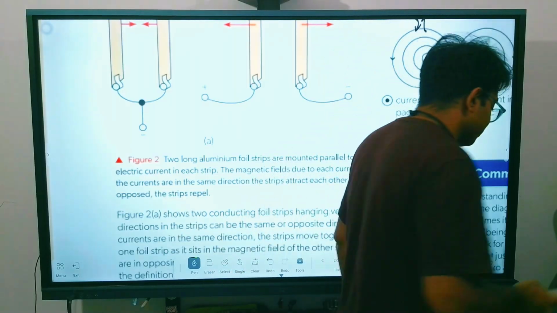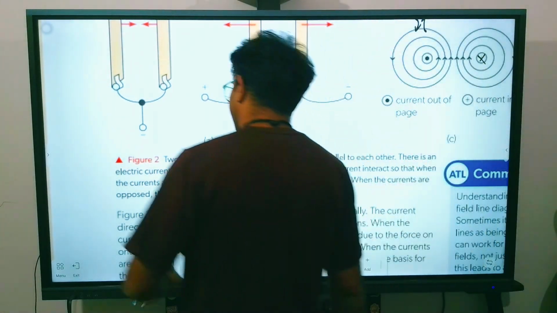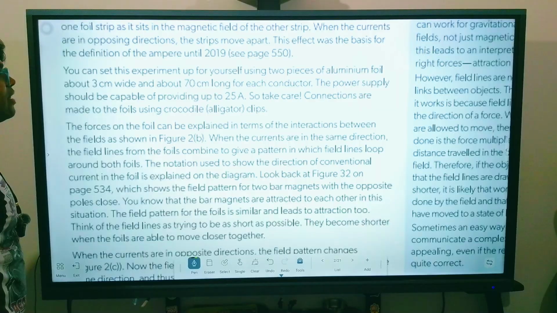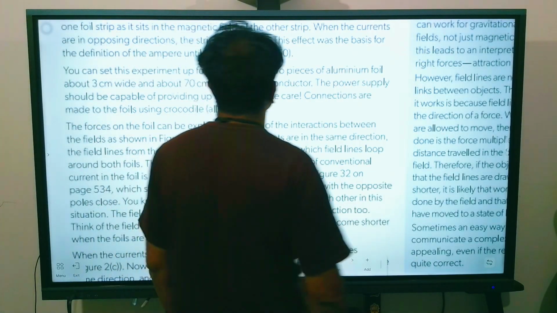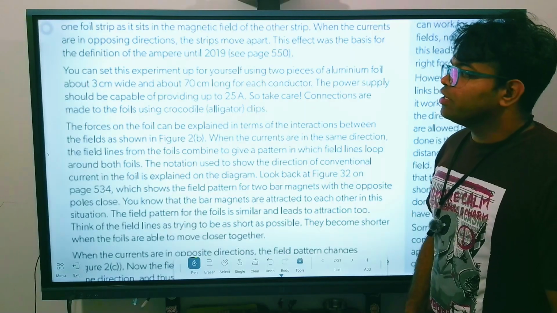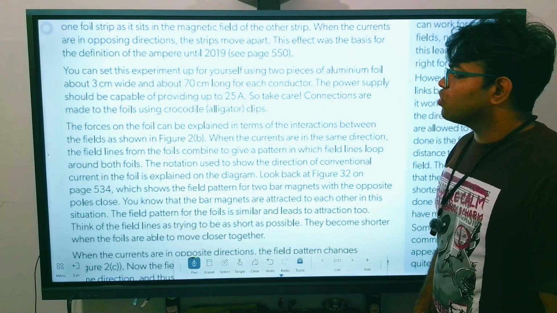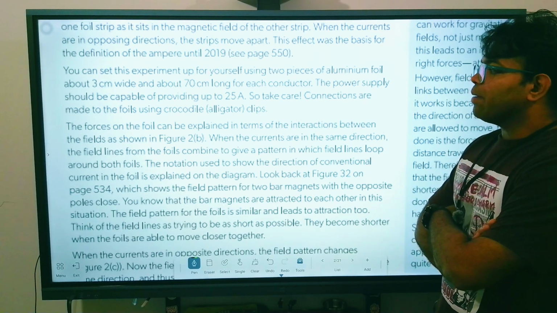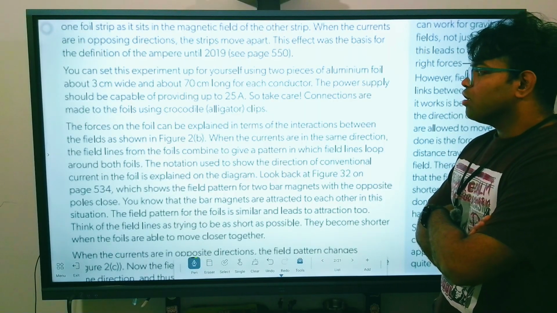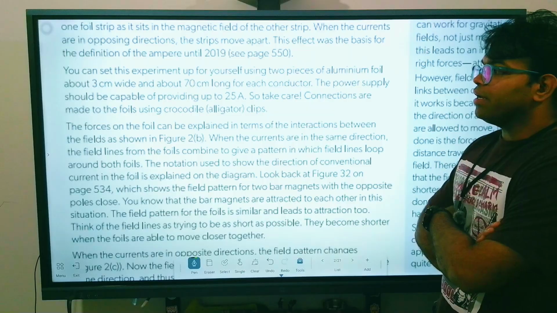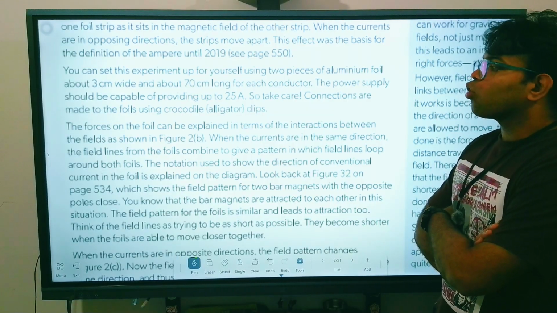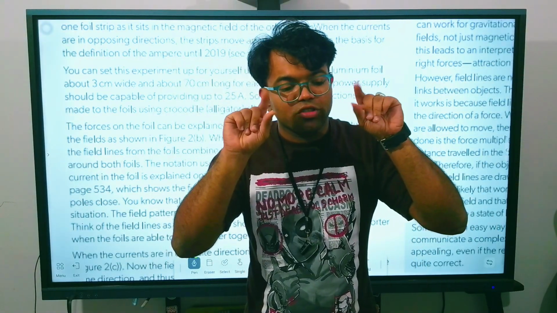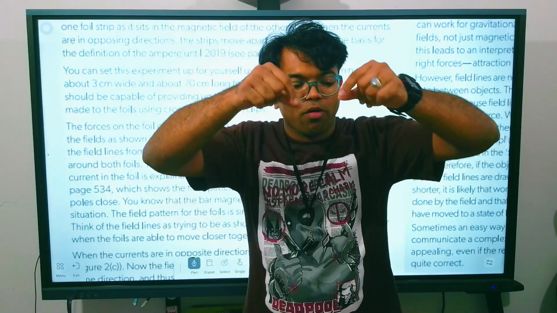I think we are going to derive it. Let's move on. Now, you can set this experiment up for yourself using two pieces of aluminum foil about 3 centimeters wide and about 70 centimeters long for each conductor. The power supply should be capable of providing up to 25 amps, so take care. Connections are made to the foil using crocodile clips. Those are basically jumper clips, no? Crocodile clips are the ones that have sharp teeth and you can just place them on top of each other.